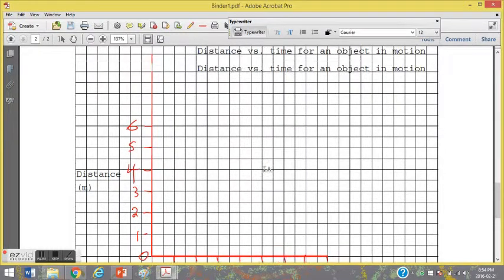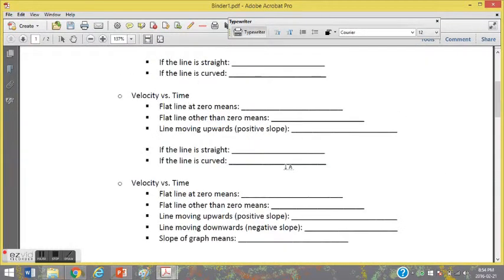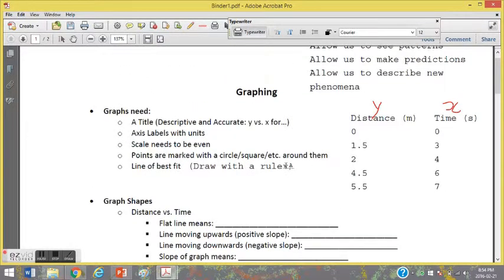At this point, I want you to pause, graph the data, and then check it. So pause, do it now, graph the data, and check this.